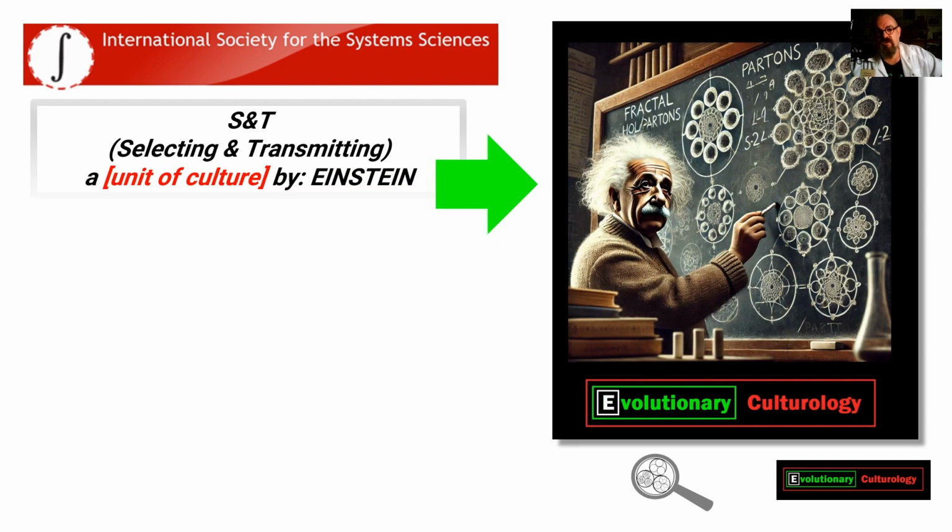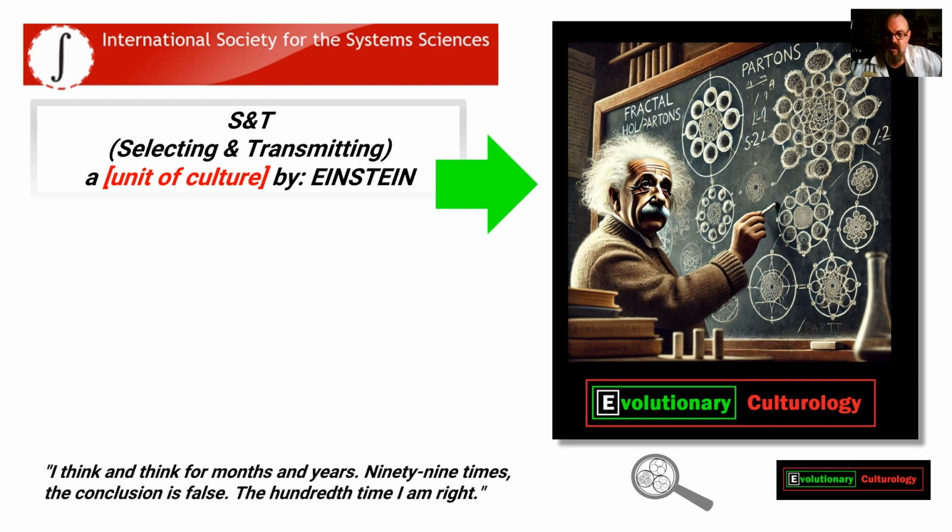So selecting and transmitting a unit of culture by Albert Einstein. I think and think for months and years, 99 times, the conclusion is false. The 100th time, I am right.